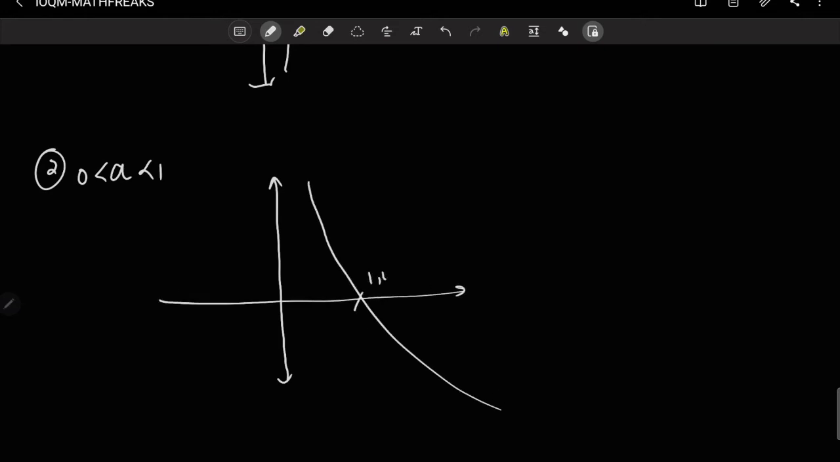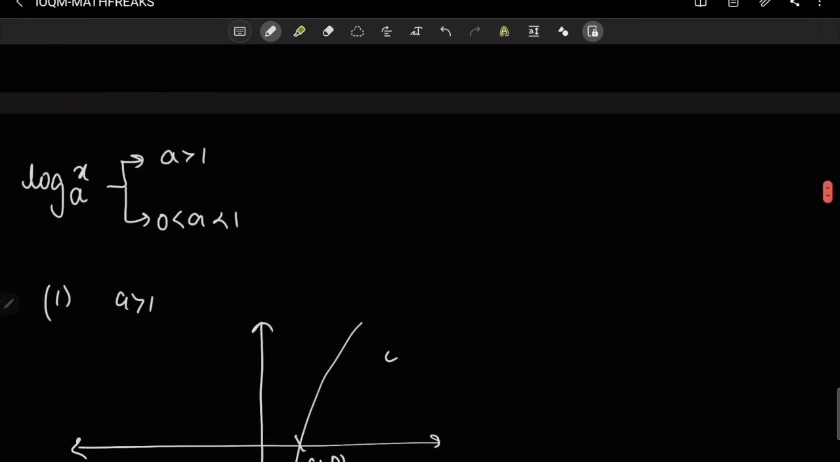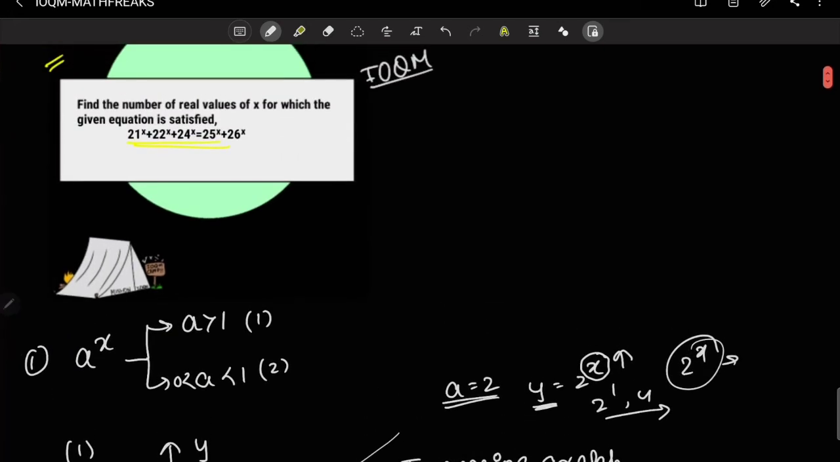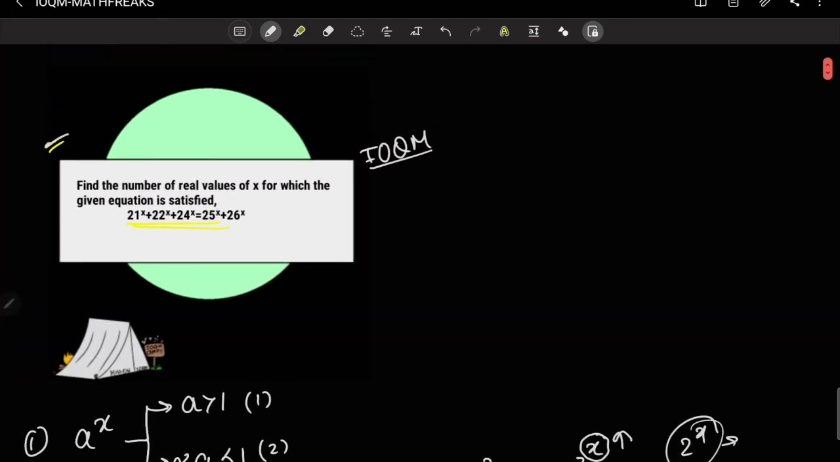This is again (1, 0). This is a decreasing graph, and this is an increasing graph. Same logic you can use to explain these graphs, right? Now let us move on to our original question, that is this one.